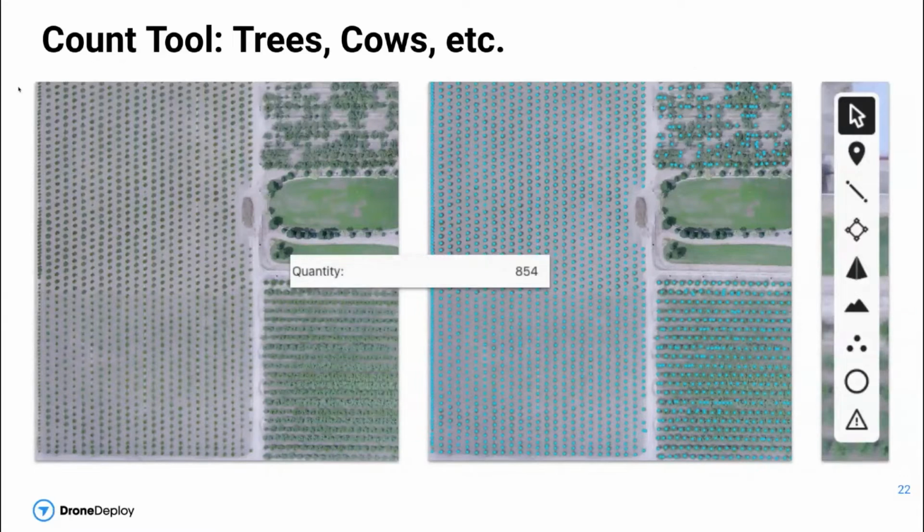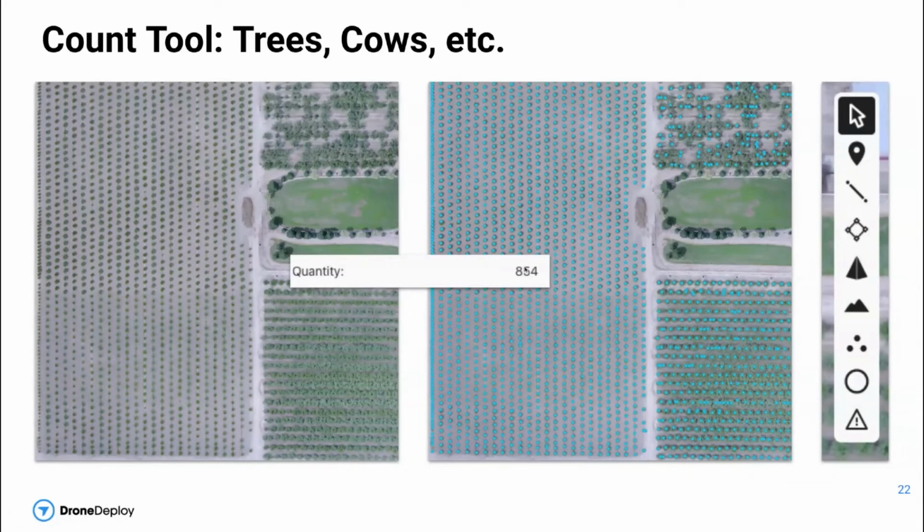Another feature we have is our count tool. What we see here are Blue Diamond almonds in California. We've got a machine learning algorithm that'll run and count nice evenly spaced trees as we see here, and then you can manually add in the gaps. And this is just a quick example of Blue Diamond, who counts and manages their orchards.